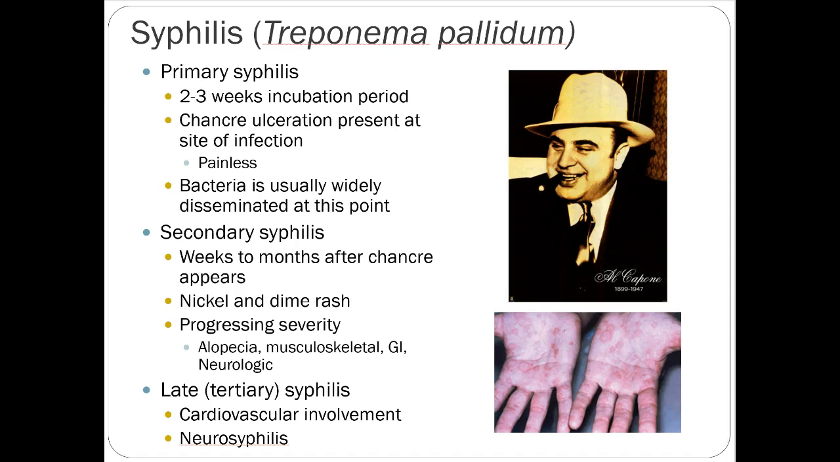Syphilis is more complicated, and I don't care that you know all the different types of syphilis out there. There's primary, secondary, and late stage. So syphilis initially is a pretty limited symptomatic presentation. You get about a 2 to 3 week incubation period. People will notice what's called a chancre, which is like a red ulceration, kind of looks like a cold sore almost, and apparently it's painless from what people tell me.